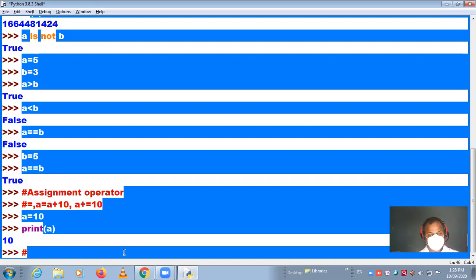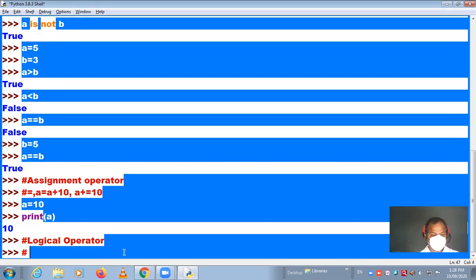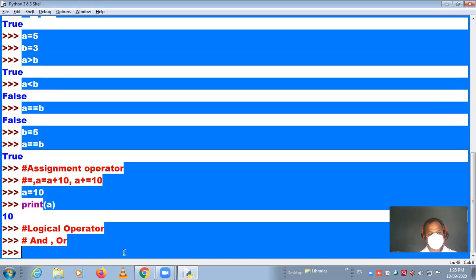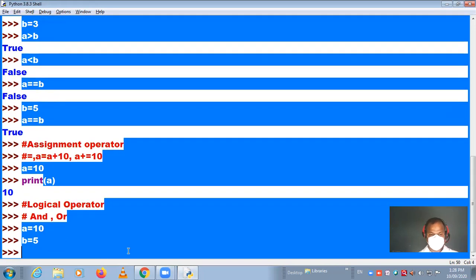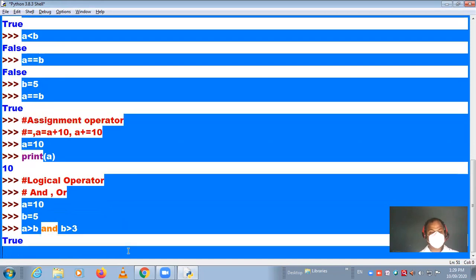And the last one of this, logical operators. So what are the logical operators? And, and or. As I told you, and means both conditions true, you will get the answer true. Or means if any one condition is true, you will get true. Suppose a equals to 10, b equals to 5, and you have written a greater than b and b greater than 3. What should be the answer? 10 greater than 5, the condition is true. 5 greater than 3, I hope this is true.